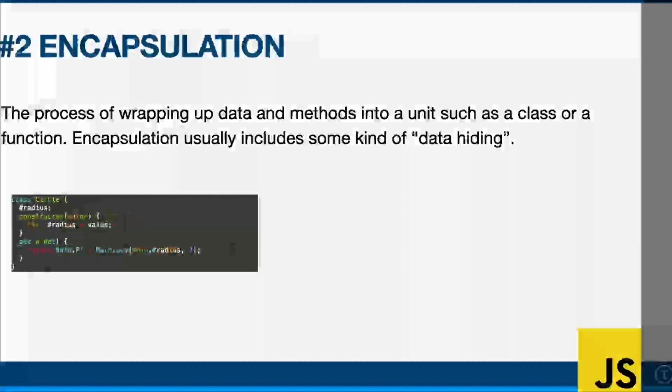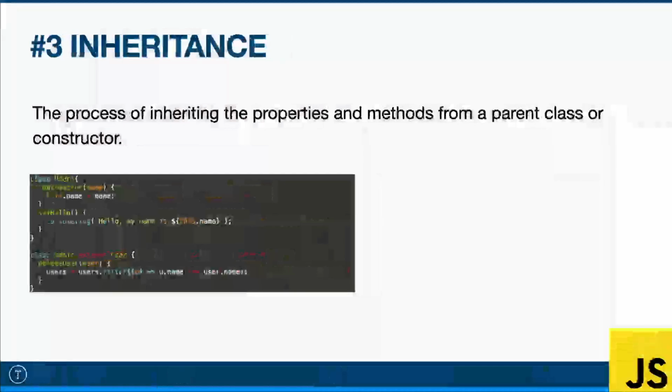All right, so the next principle is inheritance, which is the process of inheriting the properties and methods from a parent class. Now, this is a way to reuse code and reduce redundancy. So we can create a parent class with some properties and methods, and then create a child class that will inherit those properties and methods as well as have their own.